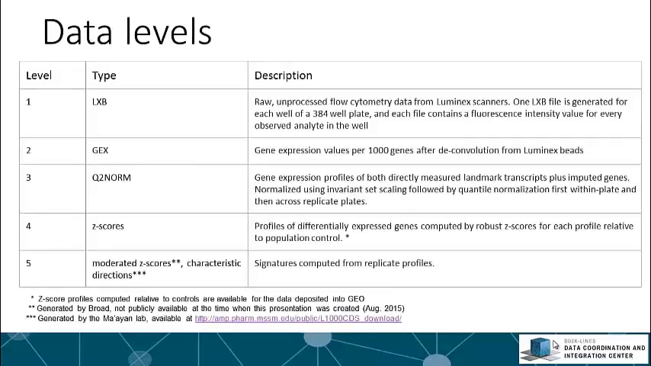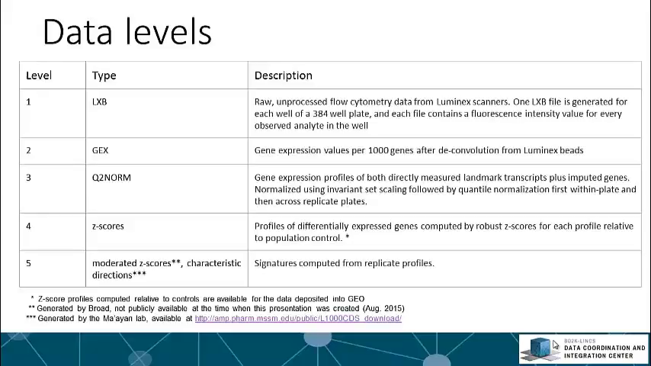So this slide shows the data levels of the LINCS L1000 data. Level 1 is the raw unprocessed flow cytometry data from Luminex scanners. One LXB file is generated for each well of a 384 well plate, and each file contains a fluorescence intensity value for every observed analyte in the well. And level 2 is in GEX type, the gene expression values per 1,000 genes after deconvolution from Luminex beads.